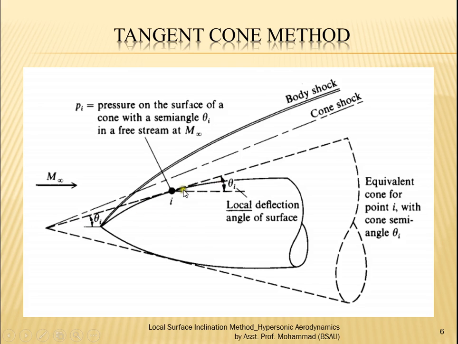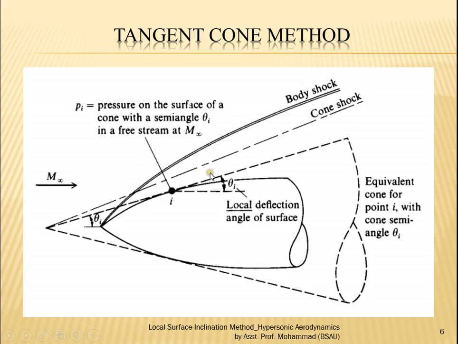This cone will give a conical shock. A 3D shock will be available, and then we have the body shock here. So again we have two situations: the actual body with the body shock, and the other situation is a corresponding or equivalent cone with a cone shock. And it is not to be forgotten that this cone will vary from location to location. In both cases, we just solve the shock relations, and then we find the pressure.